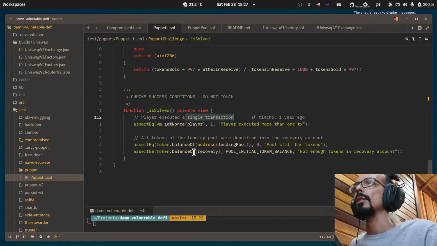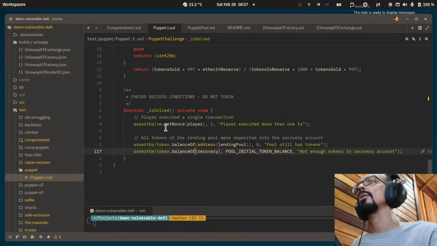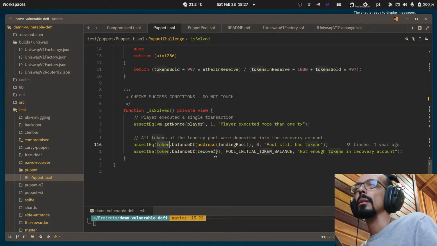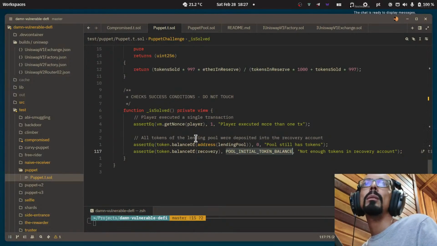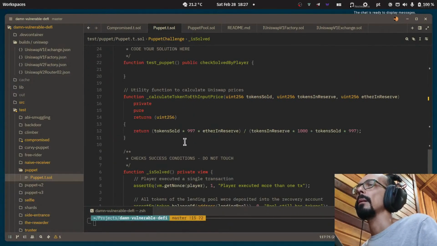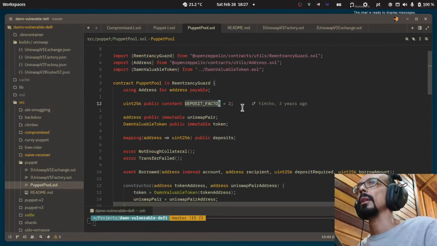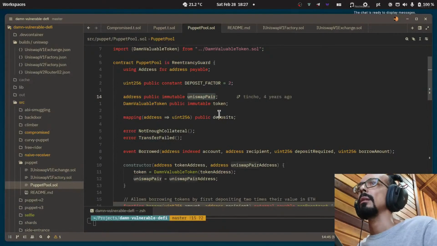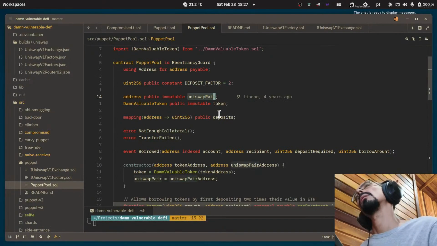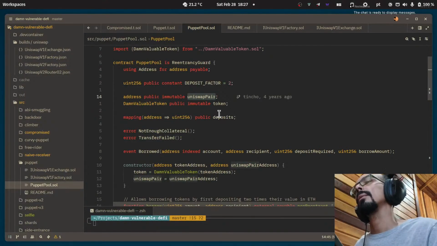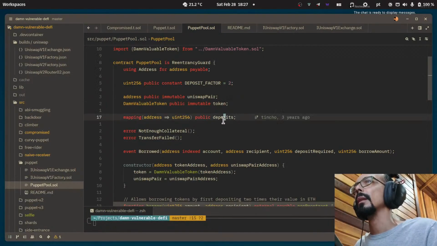Basically single transactions. Okay, so let's check if that's solved. So the player should do basically one transaction. All tokens on the lending pool should be deposited into the recovery account. So token 0 and here. Okay. So we need to study the puppet pool. They have a reentrancy guard. They have a deposit factor of 2. They have the Uniswap pair. And we have token and deposits.